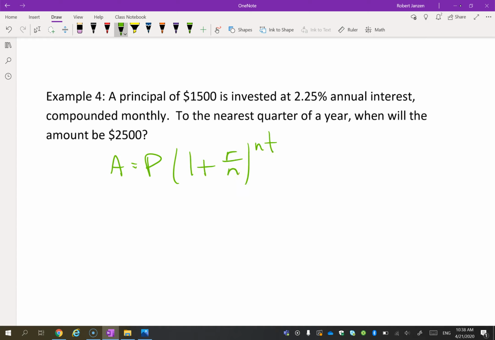Okay, now principal is 1500. So that goes here. Is invested at an interest rate of 2.25. So I go 1 plus, and what do I put here? 0.0225. If you're ever wondering how to get this, just divide by 100. So take that amount, divide by 100.